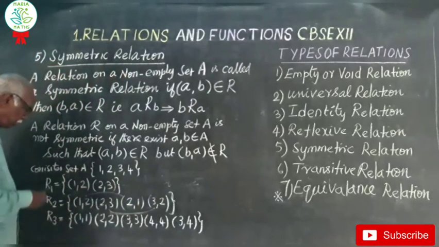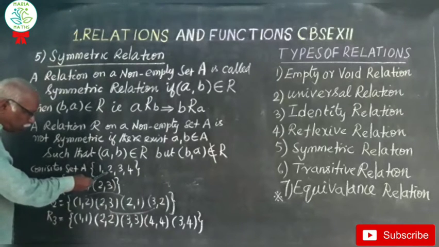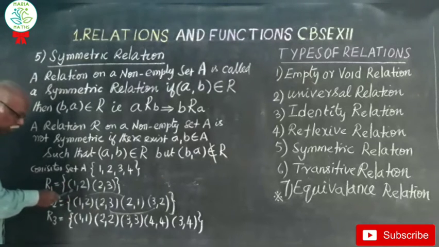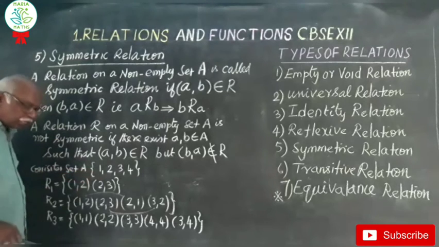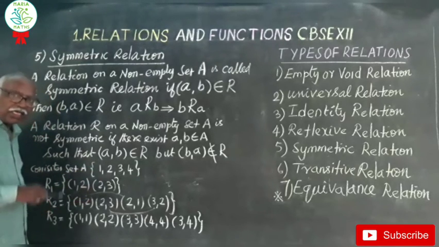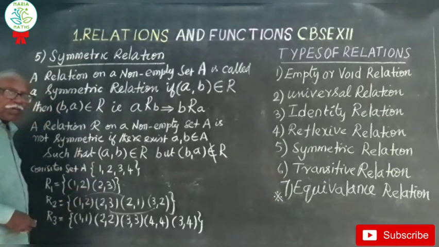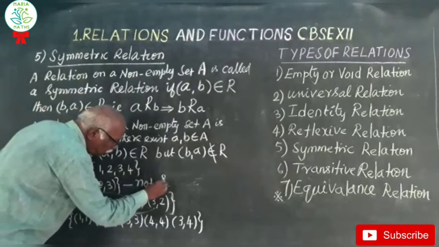Consider an example. Consider the set A containing 4 elements 1, 2, 3, 4. R1 is the relation with 2 ordered pairs (1, 2) and (2, 3). Is it a symmetric relation? If (1, 2) is there, (2, 1) must be there. If (2, 3) is there, (3, 2) must be there. But those ordered pairs are not there, therefore it is not symmetric.